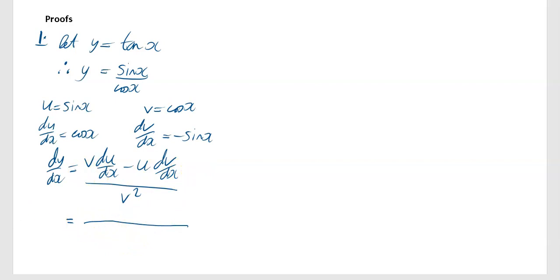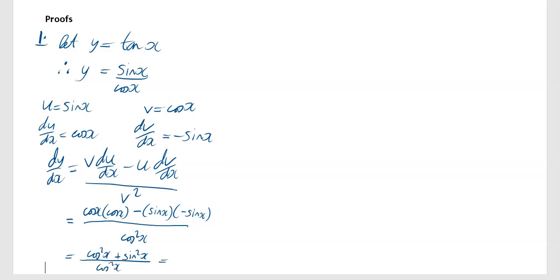Okay, so your v was cos x, your du was also cos x, then minus, and your u was sine x, and your dv was minus sine x, and your v squared is going to be cos squared x. Now let's have a look at our top line. The numerator is going to become cos squared x plus sine squared x, all divided by cos squared x.